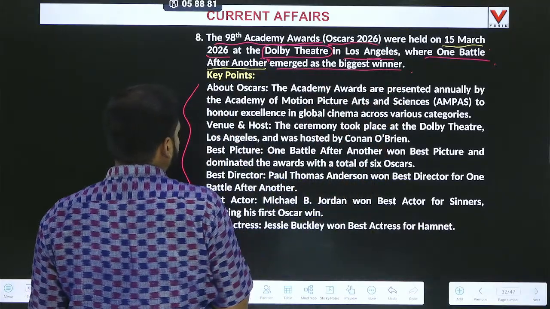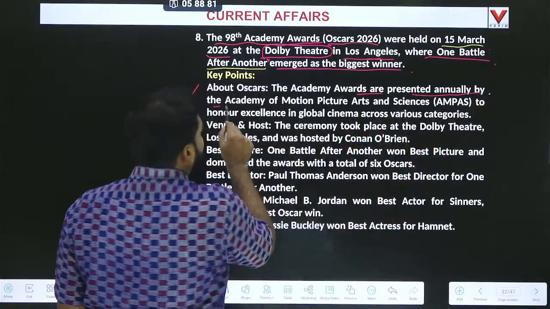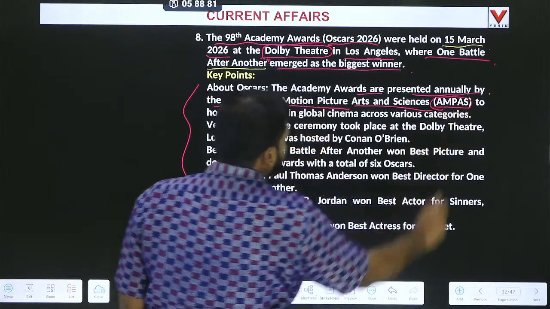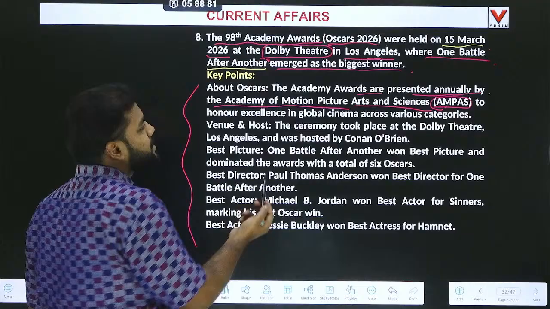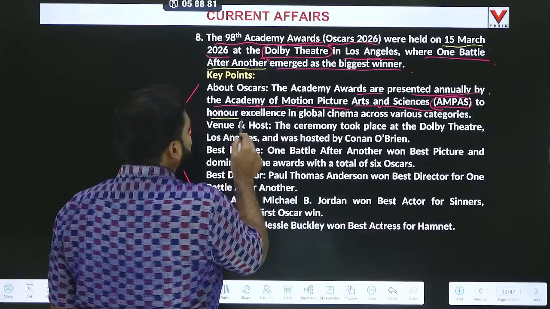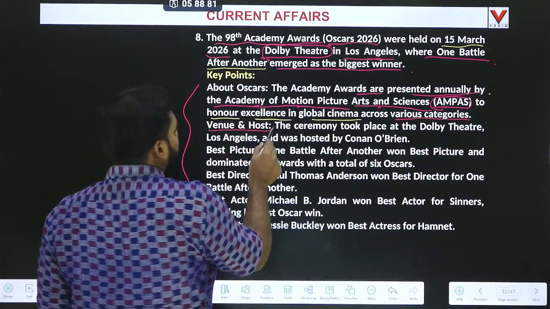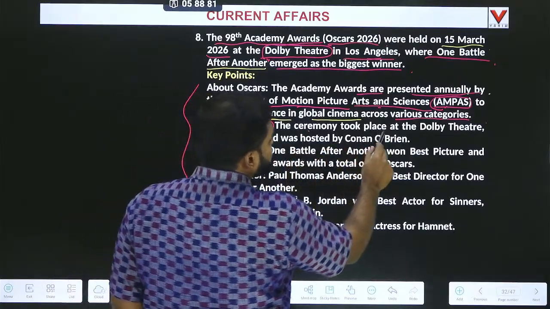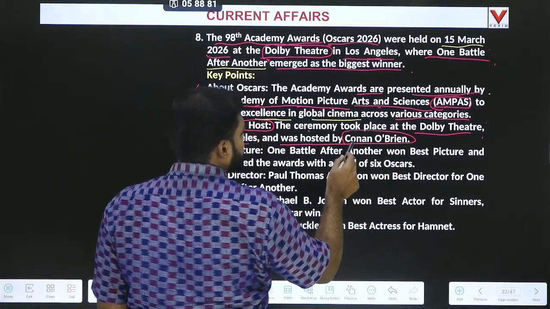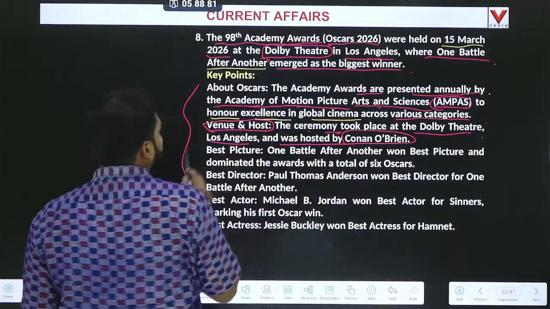Key points about the Oscar. The Academy Awards are presented annually by the Academy of Motion Picture Arts and Sciences. This is an important fact. The Academy Award is presented annually by the Academy of Motion Picture Arts and Sciences to honor excellence in global cinema across various categories, right? Venue and host: the ceremony took place at the Dolby Theatre, Los Angeles, and was hosted by Conan O'Brien, right? The host differs every year, but the location is the same.